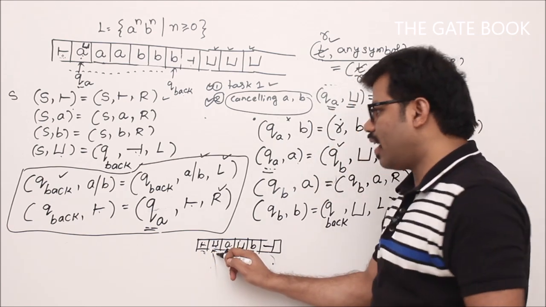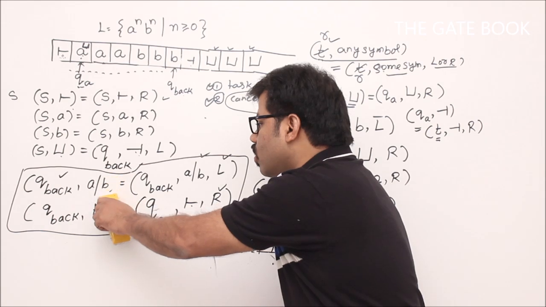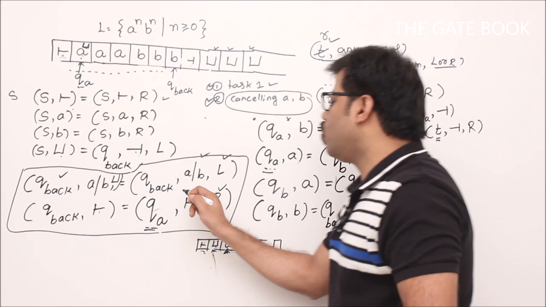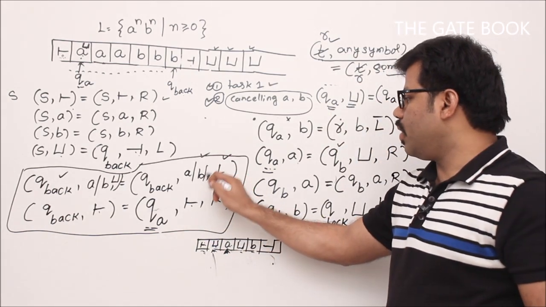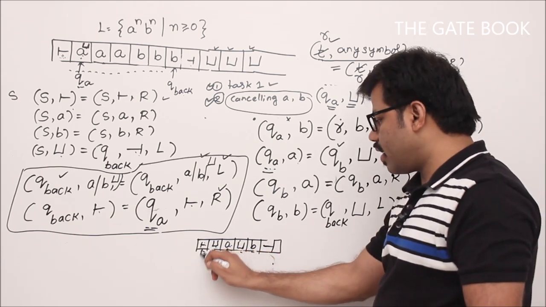I did not write about blank, right? Now I just learned that sometimes your input is blank also. If you see input blank also, then what do we have to do? Go to Q back. So here A or B are blank, slowly we learn it. Because of blank, go back.